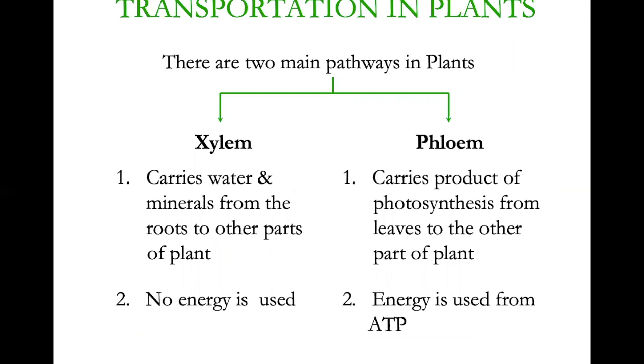Let us see the difference between the two. What does xylem do? It carries water and minerals from the roots to the other parts of the plant, and for this no energy is required. It is non-living. You can add a third point. What is phloem? It carries the products made by photosynthesis from the leaves to the other parts of the plant. During photosynthesis, sucrose, amino acids, and many other compounds are also made. Now, for this, energy is required in the form of ATP.